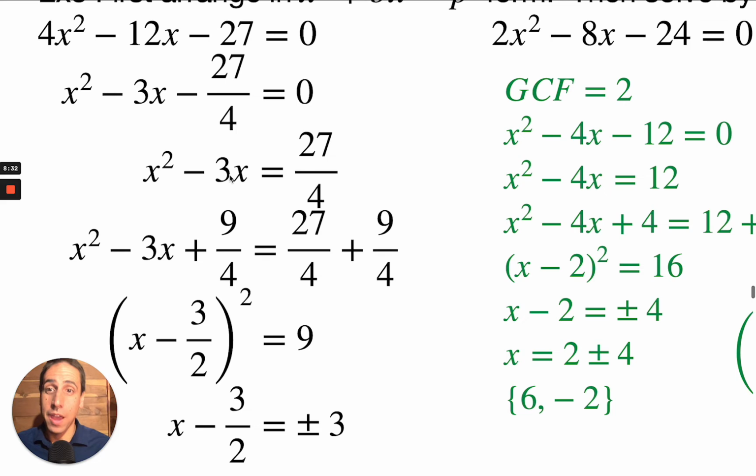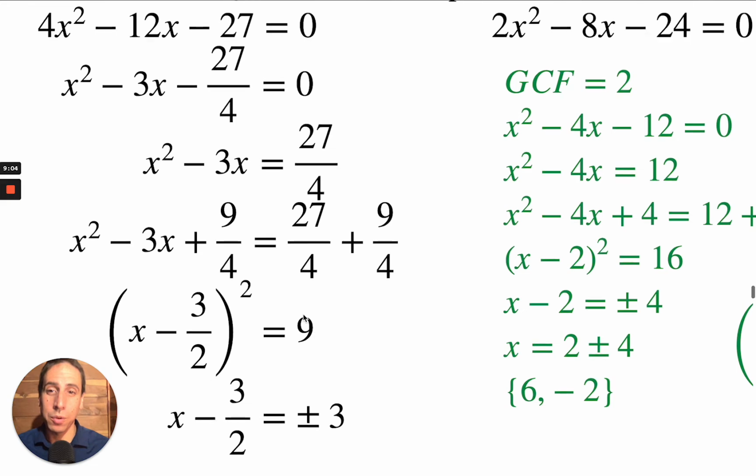To figure out what we have to add to complete the square, we have to take this number, 3, and we have to cut it in half. That is 3 halves. When you square 3 halves, that's 9 fourths. And 9 fourths is the thing we've got to add to both sides. So we get x squared minus 3x plus 9 fourths is equal to 27 fourths plus 9 fourths. Now 27 fourths plus 9 fourths, that's 36 fourths, which actually happens to simplify. We get 9. 36 divided by 4 is 9.